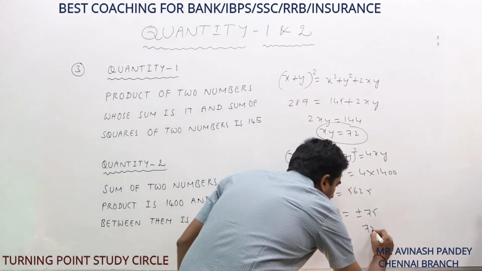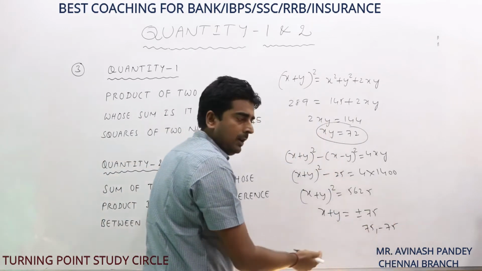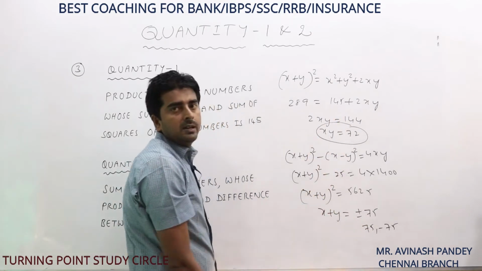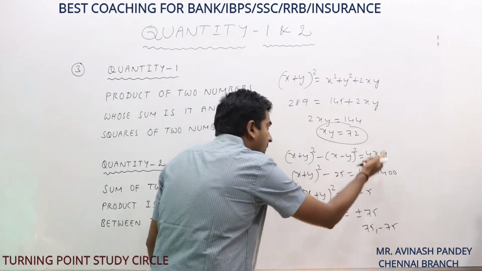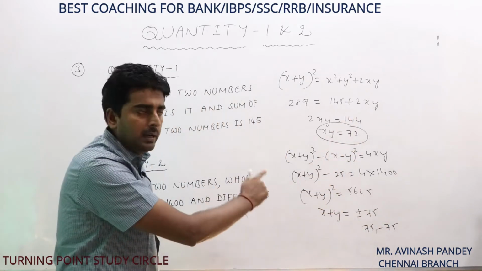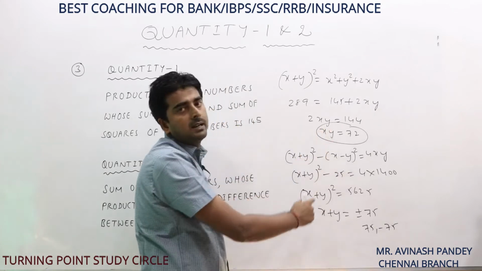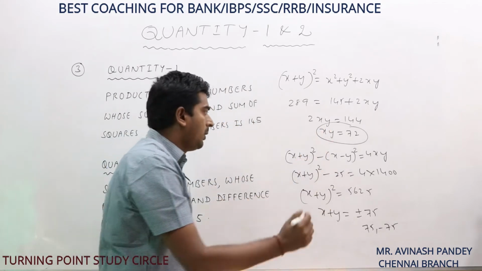So your root is nothing but 75 and minus 75. When you compare plus 75 with plus 72, which is greater? Quantity 2 is greater. And again, when you compare minus 75 with 72, which is greater? Quantity 1 is greater. So in the first case quantity 2 is greater, in the second case quantity 1 is greater. You can't get your answer.